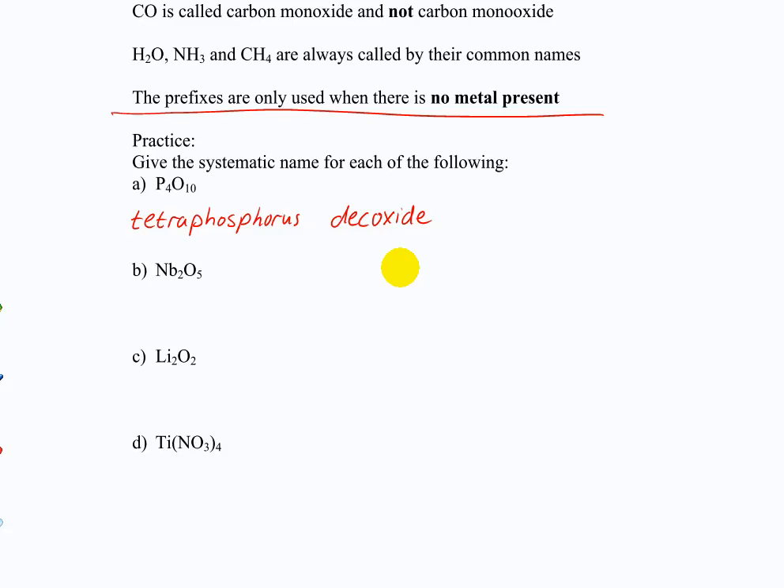Nb2O5. Don't get tricked. It's not di. Why is it not di? Because it's a metal. Right, it's a metal. It's in that middle bit. So this goes. This was thrown in there to kind of, you know, not get tricked. So this is niobium 5 oxide.